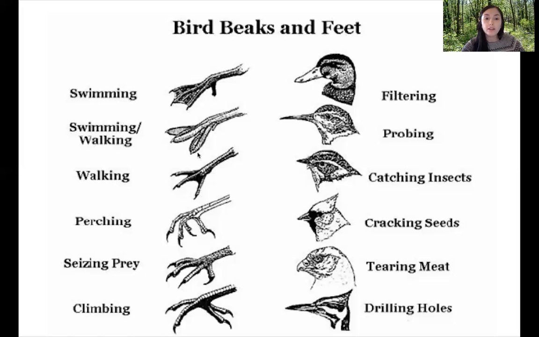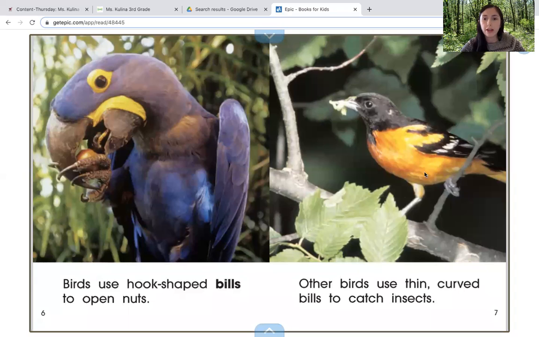So all these feet and all these beaks really alter what the bird can do, eat, how they live. So think about this when you're making your animal, okay? What do you want your animal to eat? If you're doing a bird-like animal, what do you want it to be able to eat? What kind of feet do you want it to have? All right, let's move on.